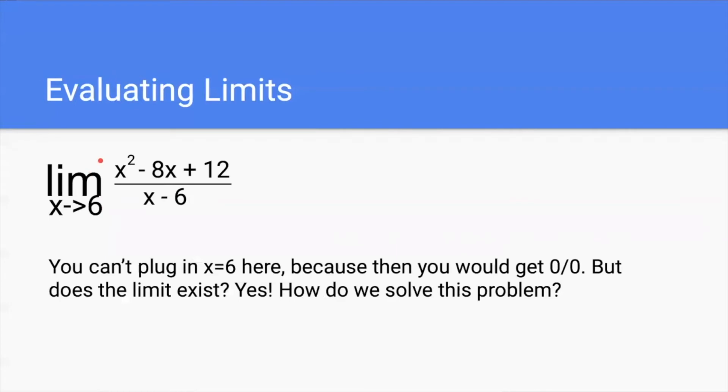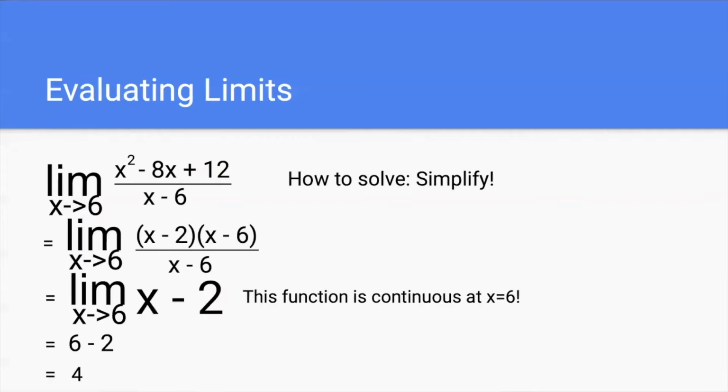All right, and then here's another example of a problem where you cannot just plug in x equals 6, because if you do, then you'll get 0 divided by 0. But this limit still exists. So how do we solve it? The answer is to use algebra and simplify. So you can factor the numerator into x minus 2 times x minus 6, and then cross out the x minus 6 in the numerator and denominator, and then you'll have x minus 2.